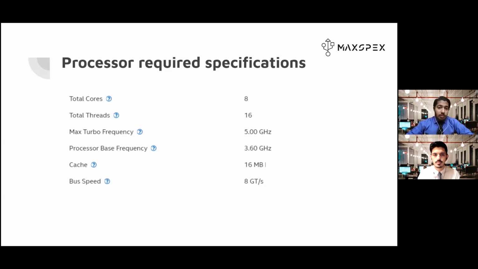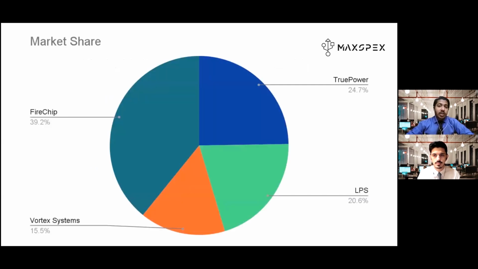Okay, thank you so much for that update, Simrit. But you know what? Let's look at the current market state at the moment. As you can see, Firechip has almost 39.2% of the market share with their chips. And then there's True Power with 24.7%, LPS with 20.6%, and Vortex Systems with 15.5%. Now, these companies are also going to be present at the tech trade show that is coming up as well.